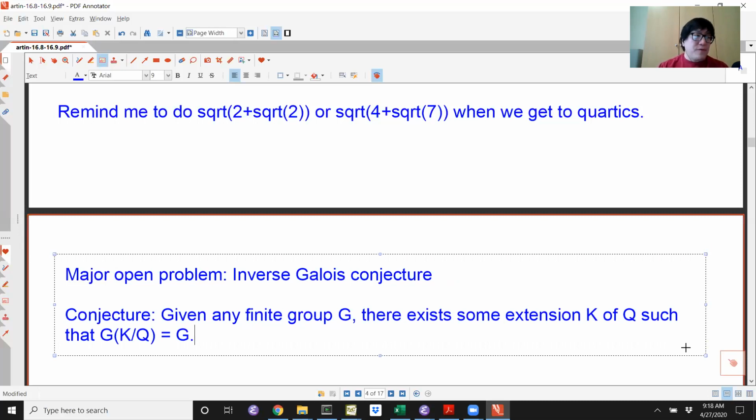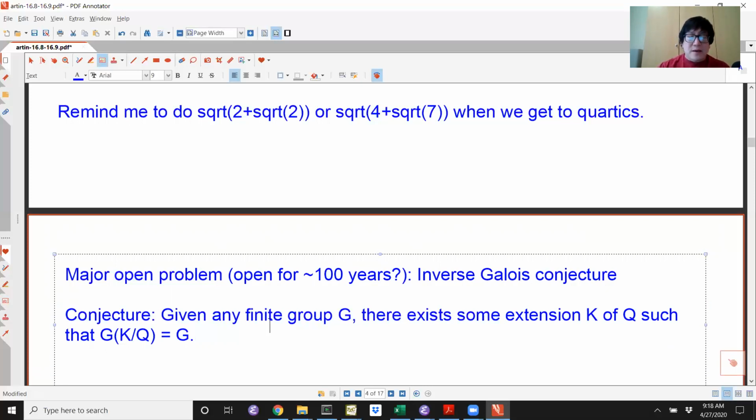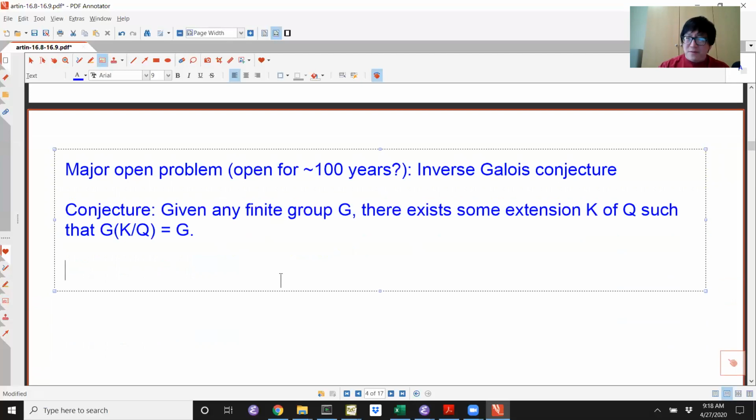So this has been open for quite some time, probably as long as, I think this is like an Emmy Noether thing. At least it dates back to that era, so it's about 100 years old. I'm sure somebody will Google this and look it up, and please correct me if I'm wrong.